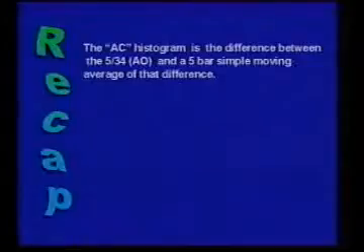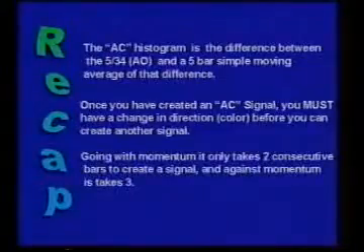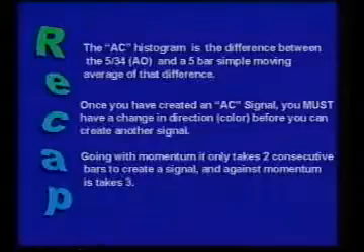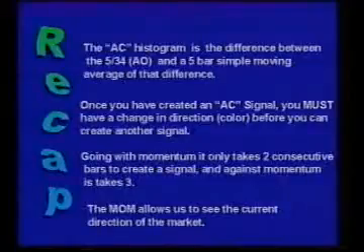So let's recap what we've done this week. The AC histogram is the difference between the 5-34, which is the AO, and a 5-bar simple moving average of that difference. Once you've created an AC signal, you must have a change in direction or color before you can create another signal. Going with momentum, it only takes 2 consecutive bars to create the signal, and against it, it will take 3. And the MOM allows us to see the current direction, the immediate acceleration and momentum of the market.